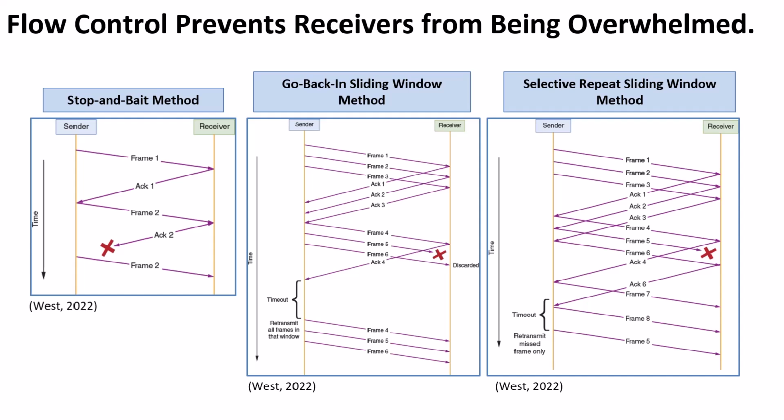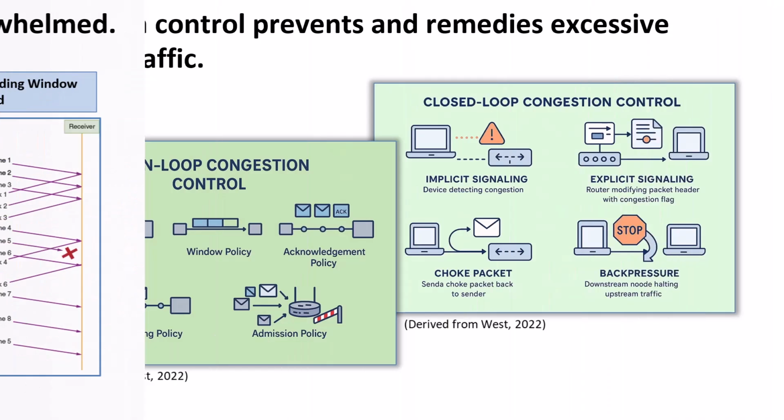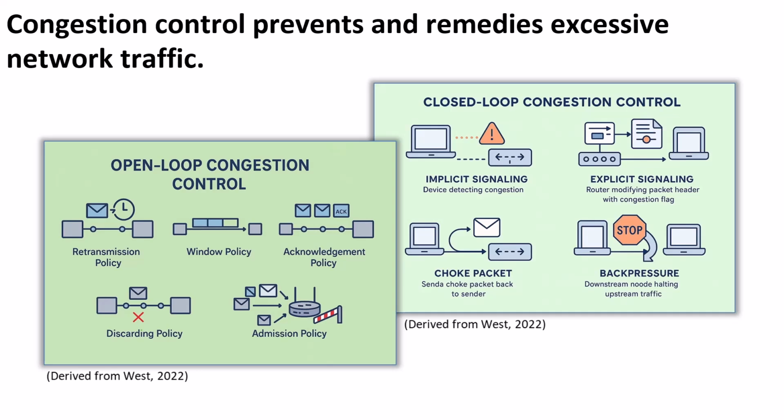Flow control manages traffic between two devices. Congestion control manages load across the whole network. Congestion control prevents and remedies excessive network traffic. Flow control manages traffic between two endpoints, while congestion control addresses overall network load. We use two main strategies: open loop and closed loop.